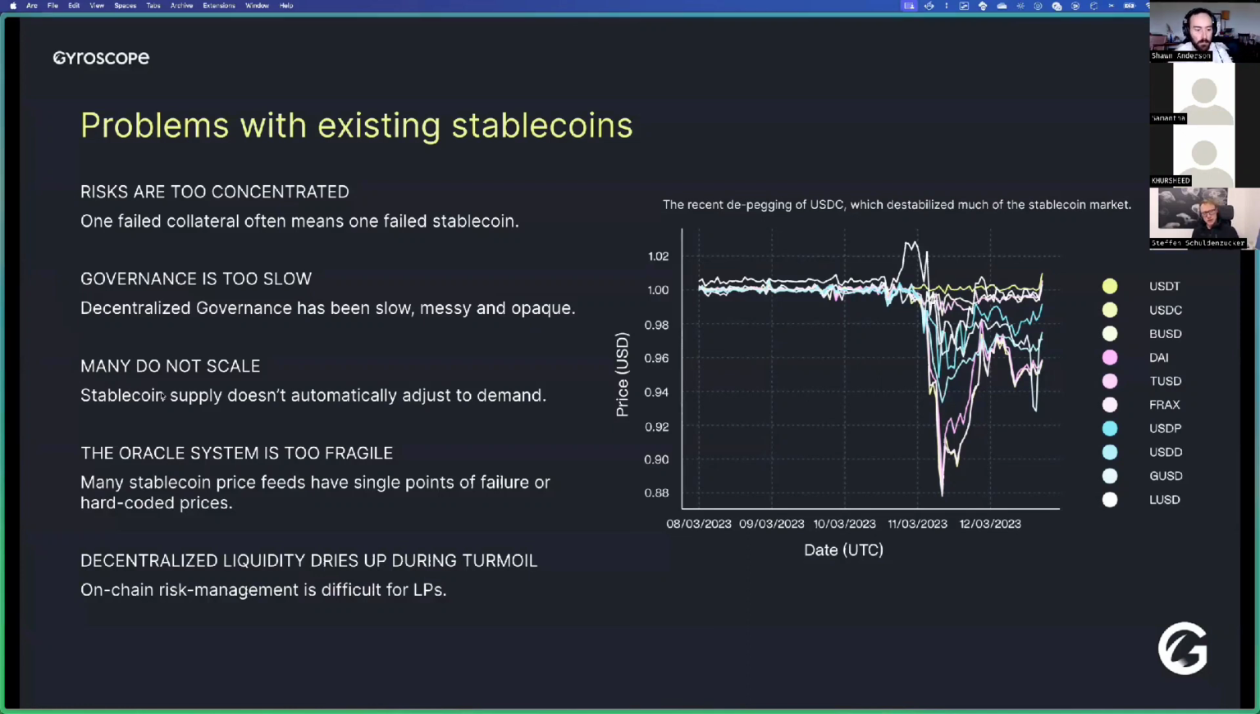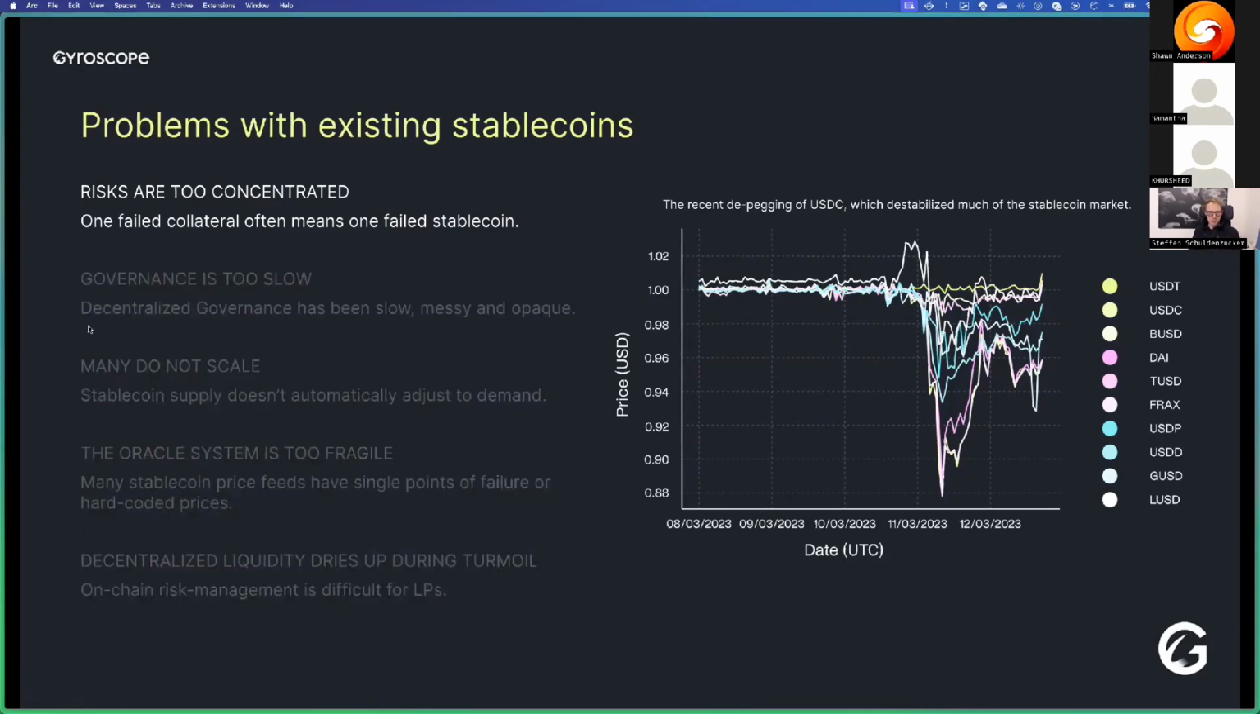Scale is something else. Supply and demand of a stablecoin, in these more complex, more algorithmic systems, are sometimes not linked directly, so you can have an imbalance there. Fragile oracle systems. Our system, like many others, relies on oracle prices to price the underlying assets, but often what people do is they just use Chainlink, and that is a bit fragile. And then we have this problem of liquidity drying up, which happened during turmoil, and on-chain risk management being difficult for liquidity providers. Very briefly, it's only one slide per point.